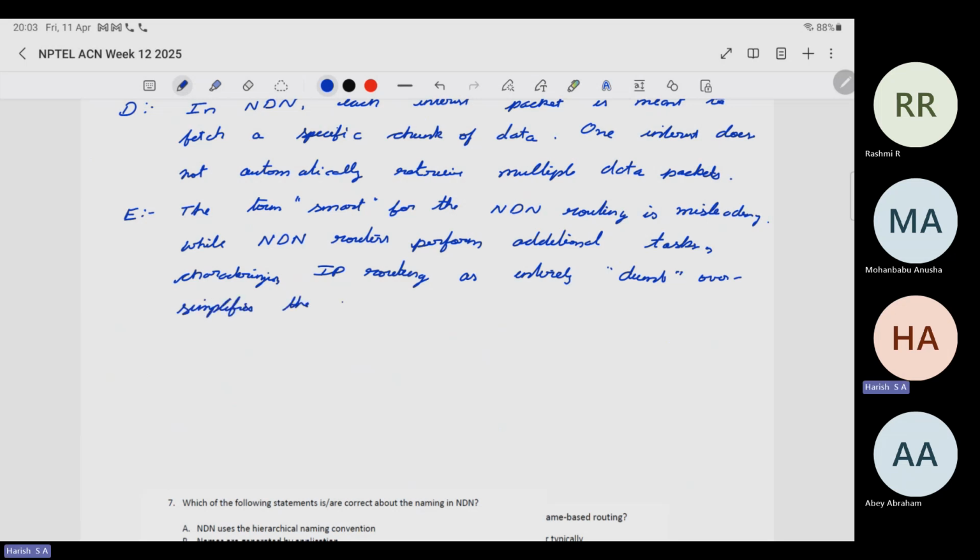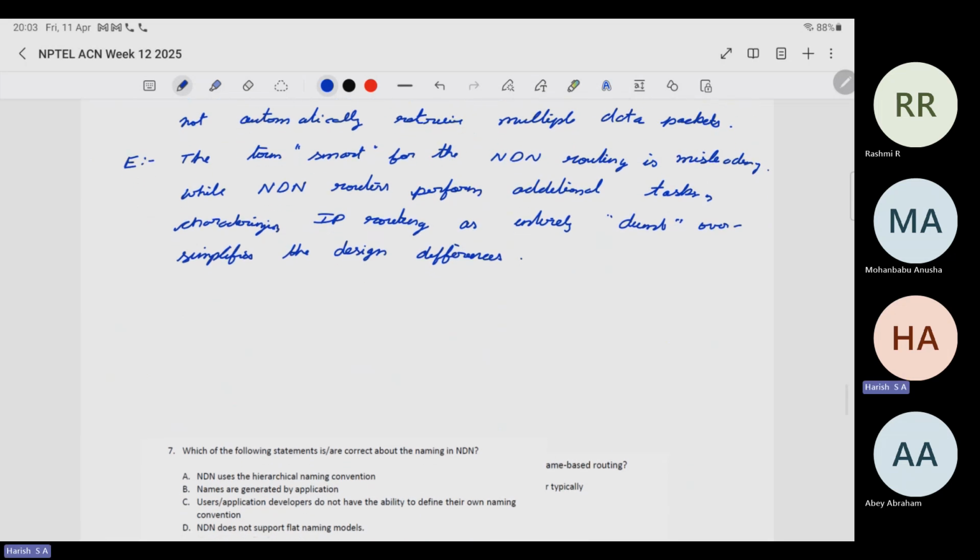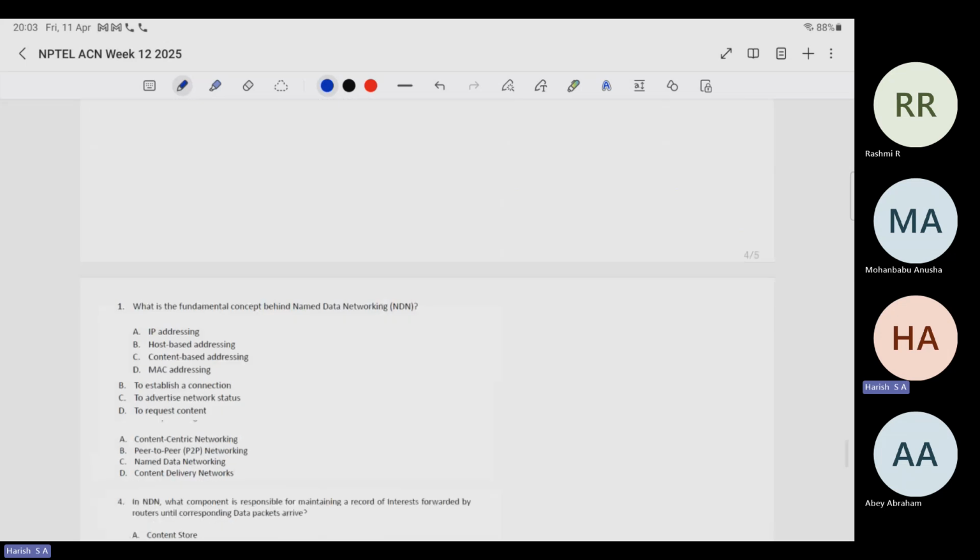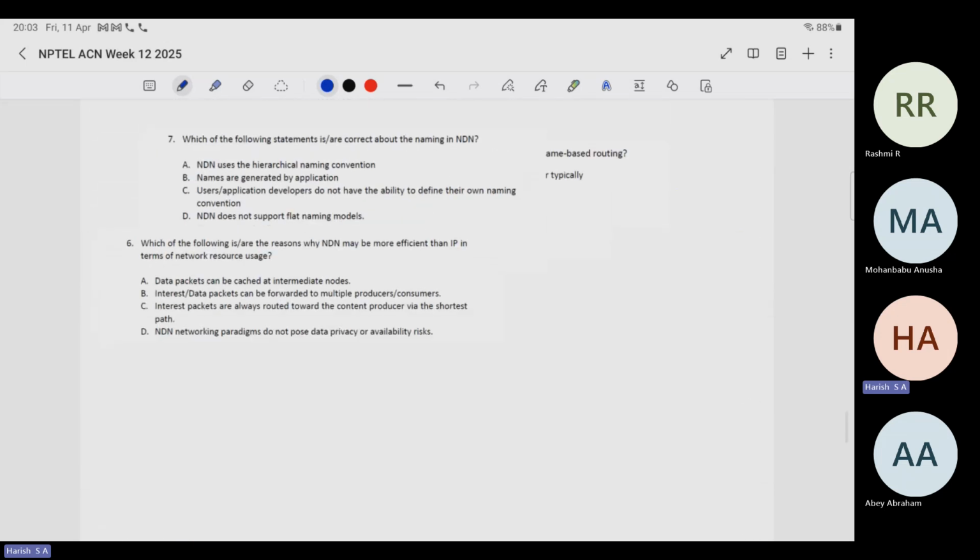Oversimplifies the design differences. Which means you can't just call IP dumb just because NDN performs some extra additional task during routing. So it's not exactly smart or dumb in this case, which is why the answers are as such. So the next one is number 4.